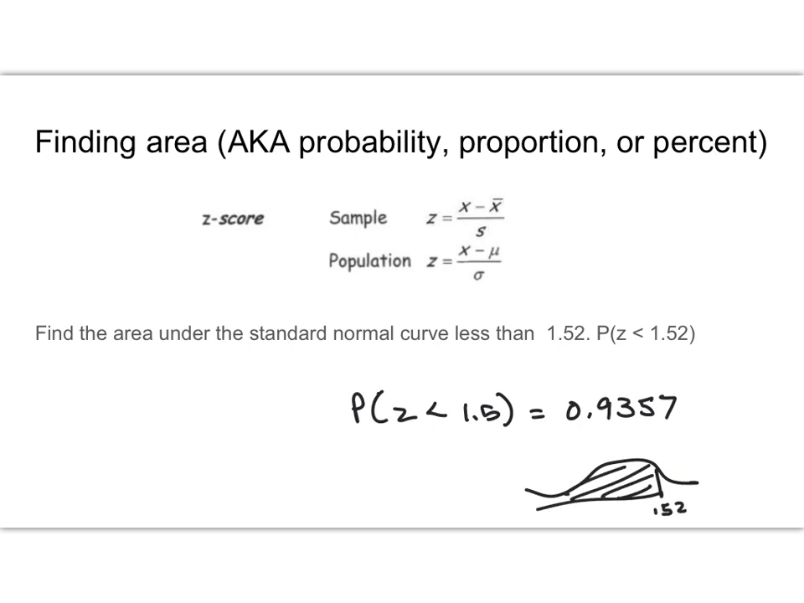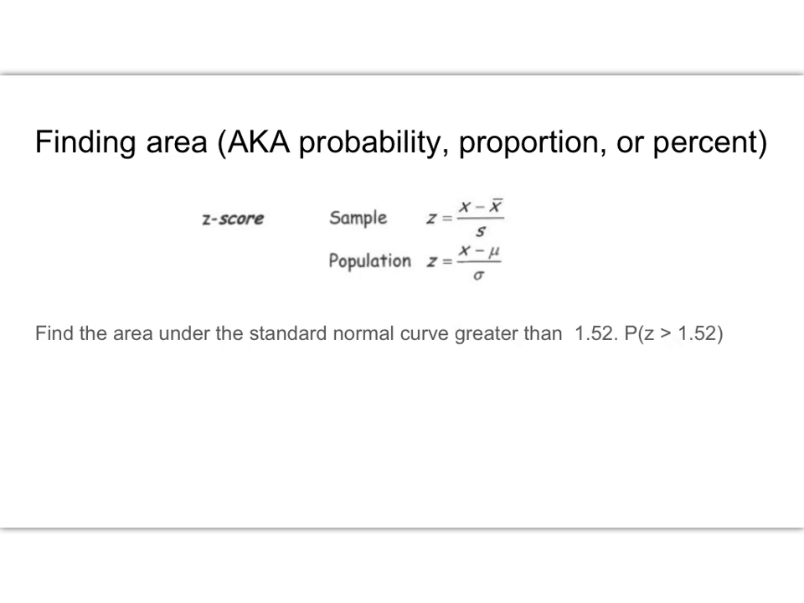And it's going to be important as you do these problems that you sketch a curve and shade in the area that you're looking for. It'll help you, I promise, because they get more complicated than this. All right, let's find the area under the normal curve that's greater than 1.52. So this time, I really am looking for this area here.